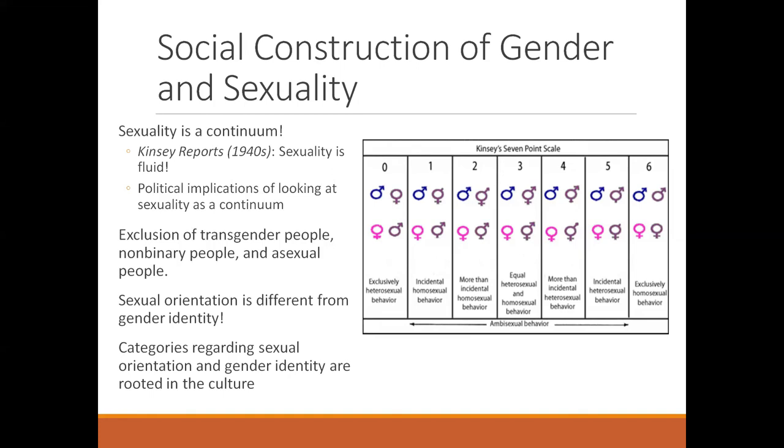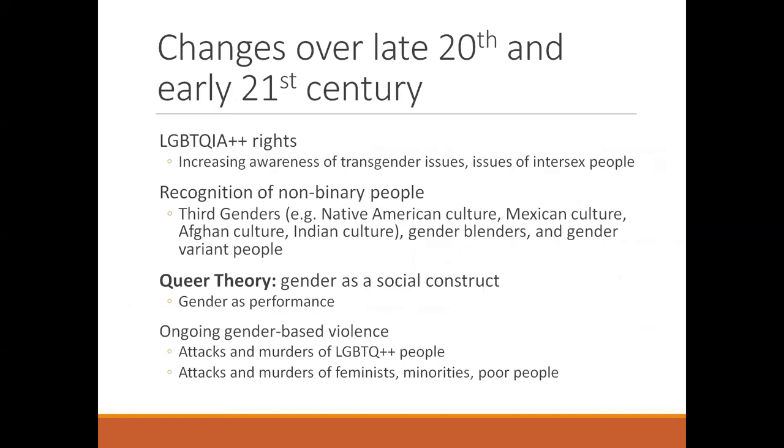And another important thing to highlight is that the categories we use surrounding sexual orientation and gender identity are also rooted in the culture. Over the late 20th and early 21st century, we've seen an increased awareness of LGBTQIA++ rights. This also includes increasing awareness of transgender issues and the issues of intersex people, alongside the issues of lesbians, gays, bisexual people, queer people, and even asexuals. There's also growing recognition of non-binary people, including third gender categories, whether in Native American culture, Mexican culture, Afghan culture, Indian culture, and the like, gender blenders, and gender variant people. So there's growing recognition of gender non-conforming individuals, and also a greater appreciation of what's called queer theory, which highlights gender as a social construct.